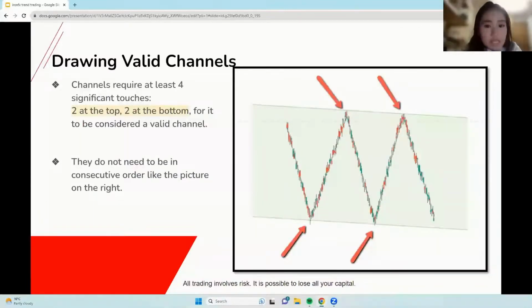Okay, next, let's take a look at drawing valid channels. Channels typically require at least 4 significant touches to be considered valid. You need 2 at the top and 2 at the bottom. But they don't have to be in consecutive order like what we see in the picture here.